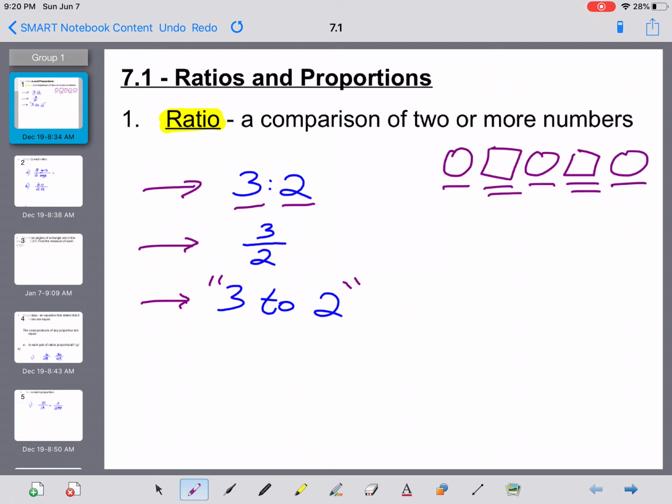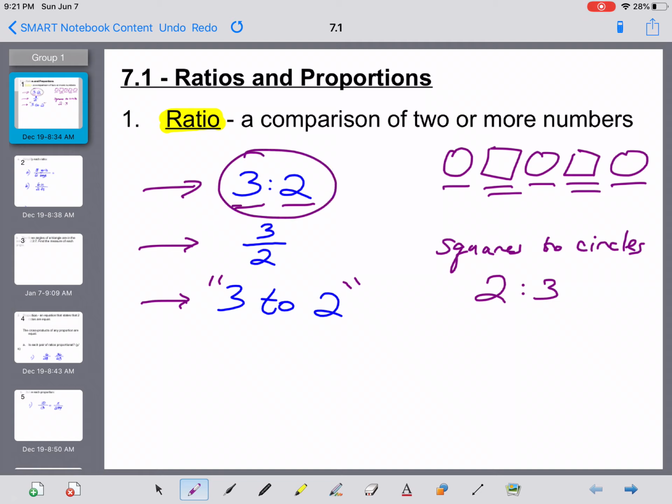It's important to note here that if we were talking about the ratio, though, let's go back to this diagram right over here again. If we were talking about the ratio now of squares to circles, that would flip this ratio around. The number of squares that we have is just 2. The number of circles that we have is 3. So ratios depend on what order you ask for them in. Looking at this diagram again, if you were asked for the ratio of circles to squares, it would be 3-to-2, indicating 3 circles and 2 squares. But if you were asked for the ratio of squares to circles, that would be a 2-to-3 ratio, because you've got 2 squares followed by 3 circles.